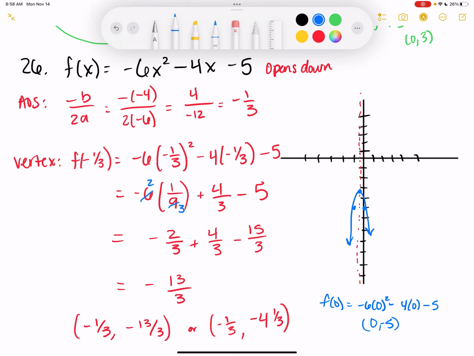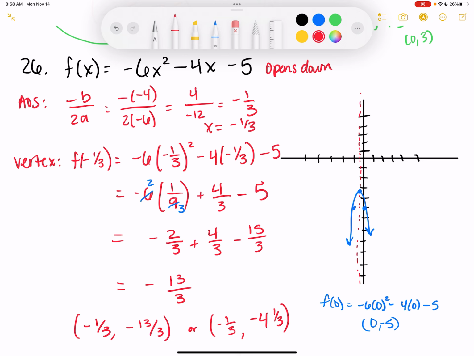All right, what did we get for our axis of symmetry? -1/3. Yep, and our vertex? -1/3, -4/3. 4 1/3. So I forgot how to subtract a fraction from a whole number. Isn't it just like it would become 4 and 3 over 3? Yeah. Okay. That's how I do it.